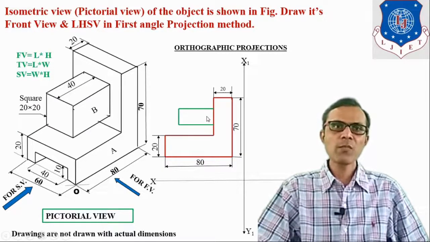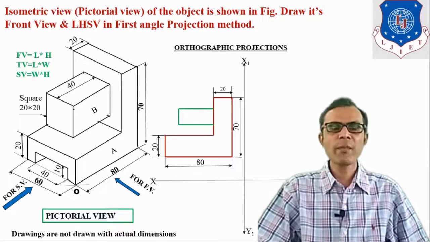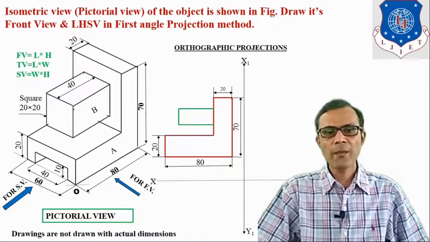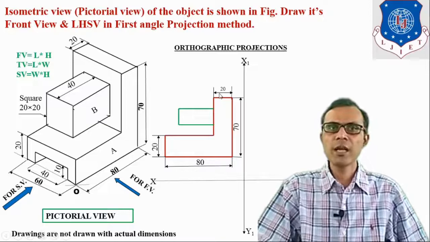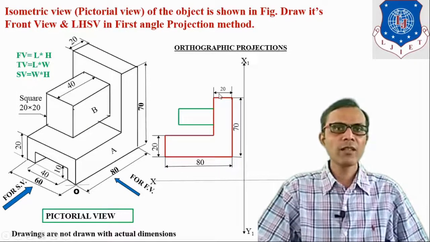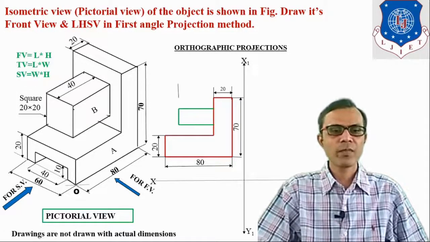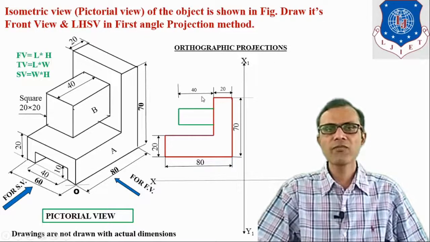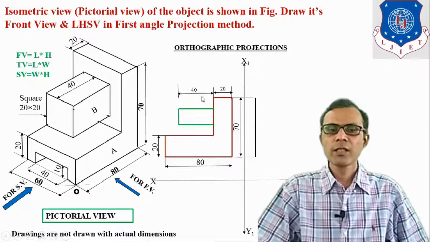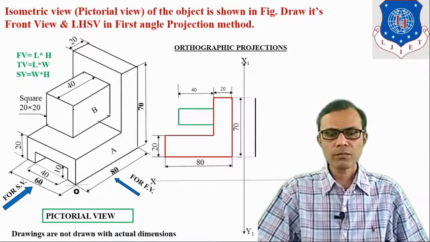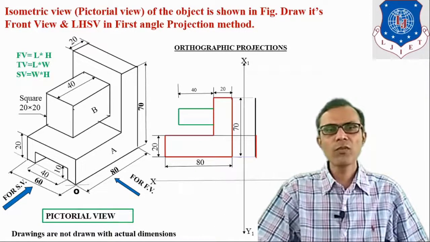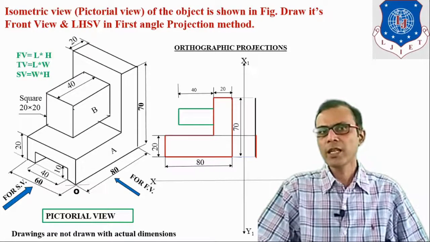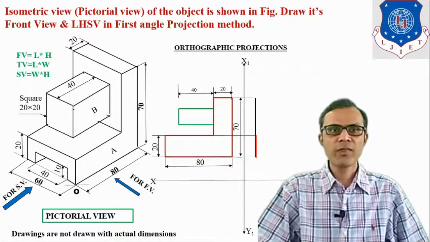Here the drawings are not made with the actual dimensions, but the dimensions which are shown here, those dimensions you have to consider while preparing the actual drawing. So this dimension is the 40 mm length dimension. So the front view we have completed. These are the visible details for the front view.